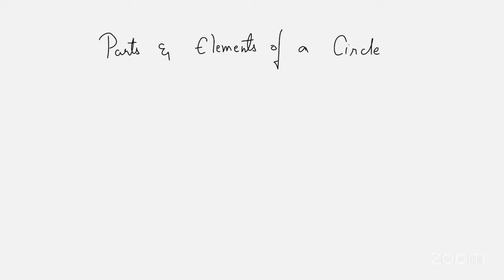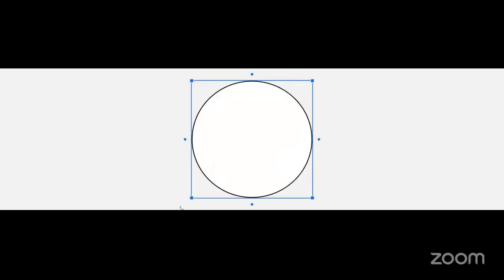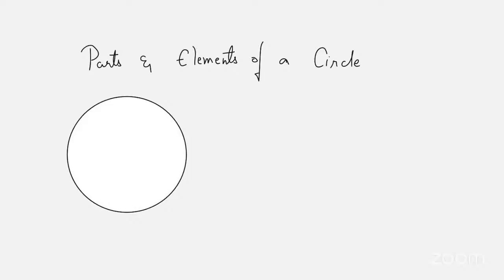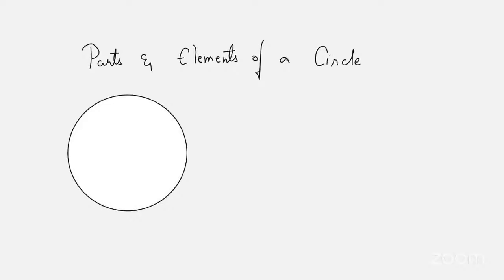Now, when we make a circle, we usually make a circle using a compass. And the point that is found at the center of the circle, where we keep the compass, is known as center. This point is known as center.